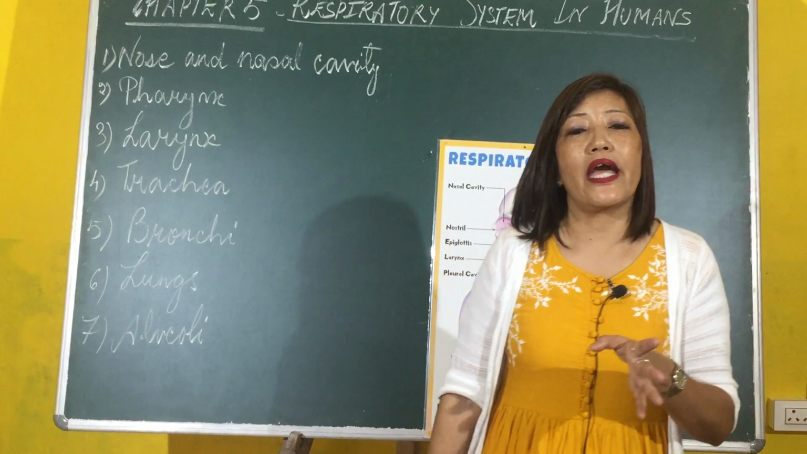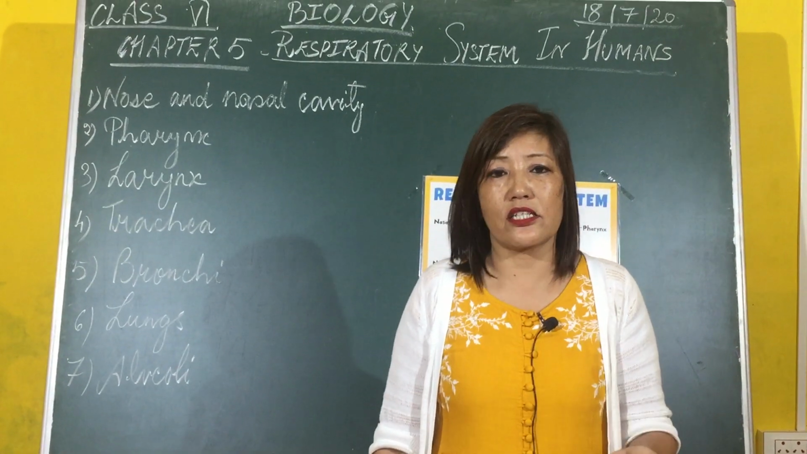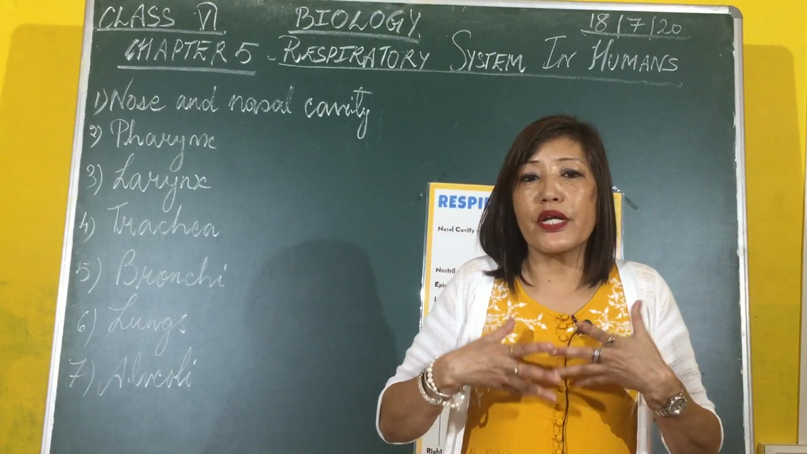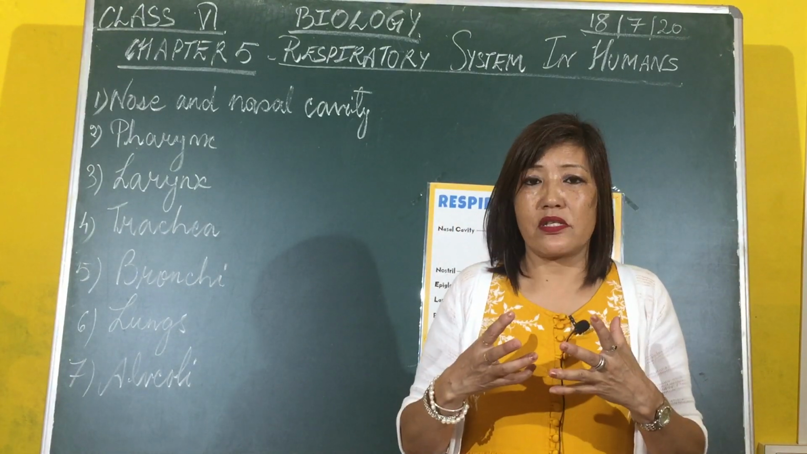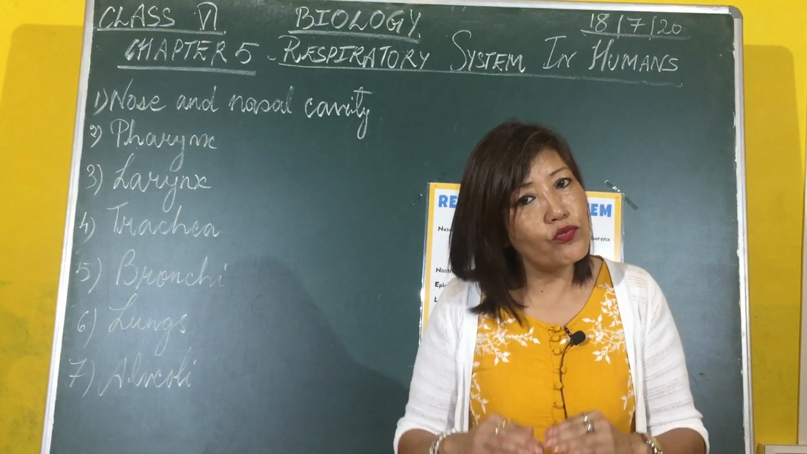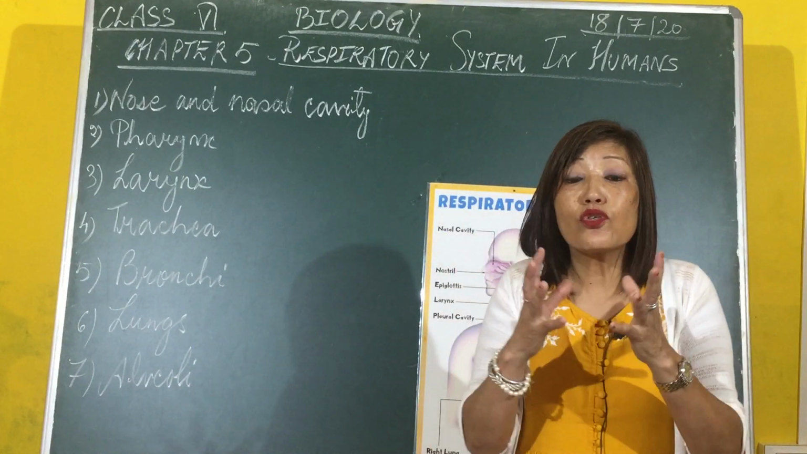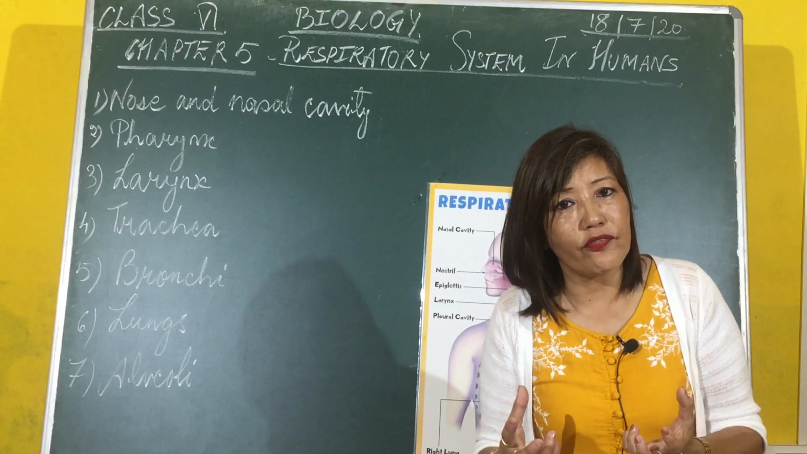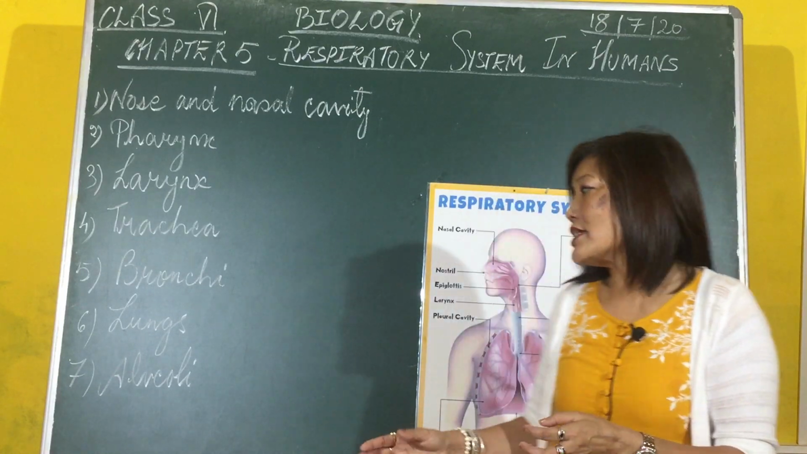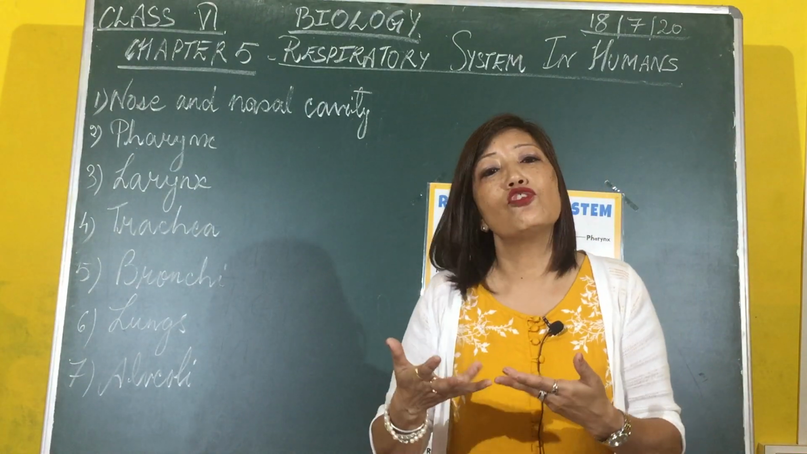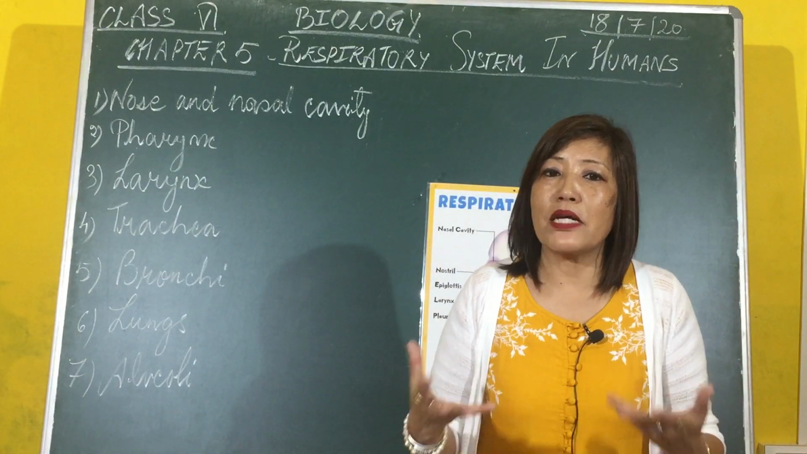Then the next mechanism of breathing is exhalation. What happens when we breathe out? Our ribs will move downward and inward, due to the relaxation of the muscles, and the diaphragm will move upward again due to the relaxation of muscles.